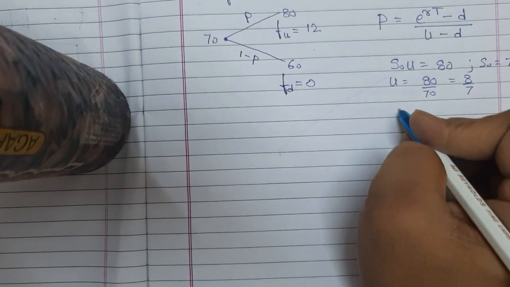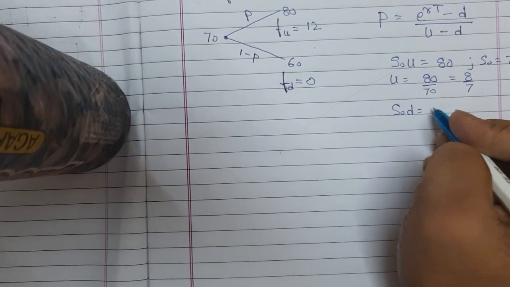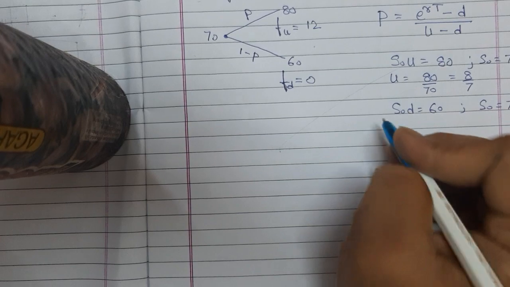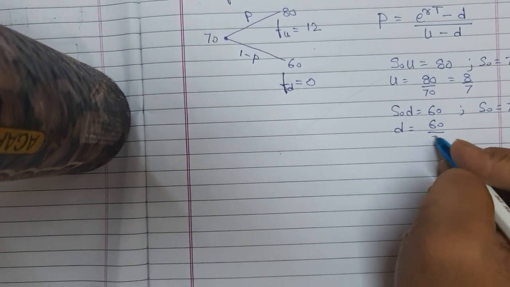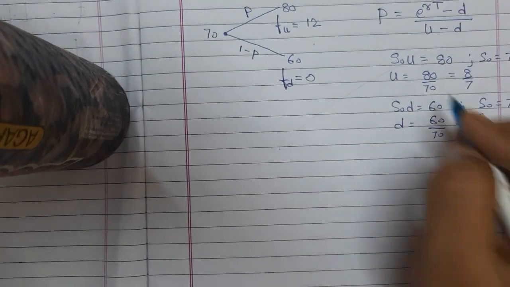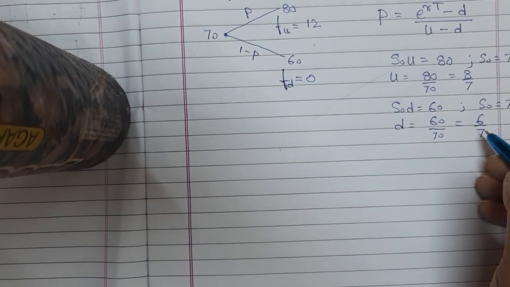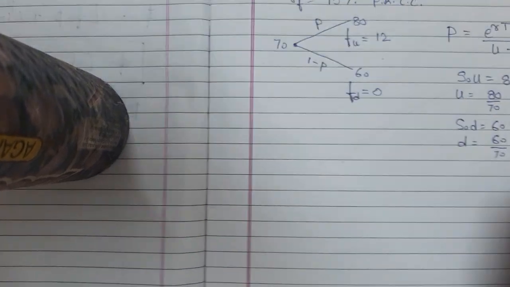Similarly, S0D is given 60 rupees and S0 is 70 rupees. Therefore, D will be equal to 60 upon 70. So D is equal to 6 upon 7. So we have calculated the value of U as well as D. Now we can plug in these two values in the equation of p and we can solve for the value of p.